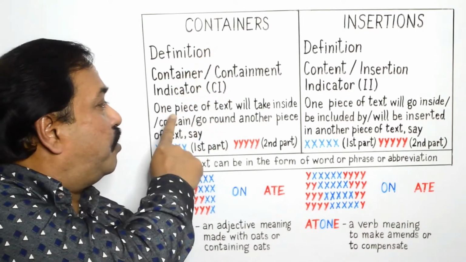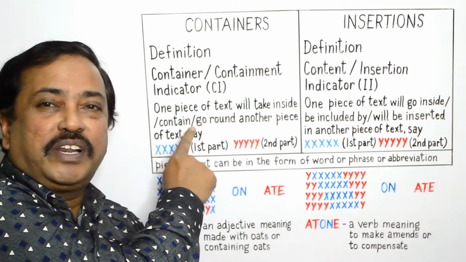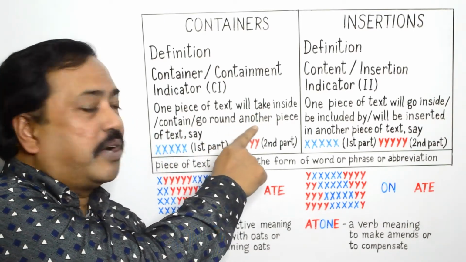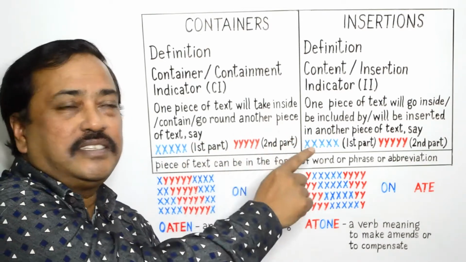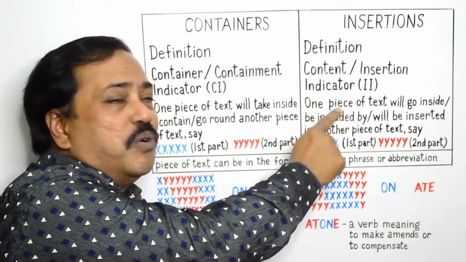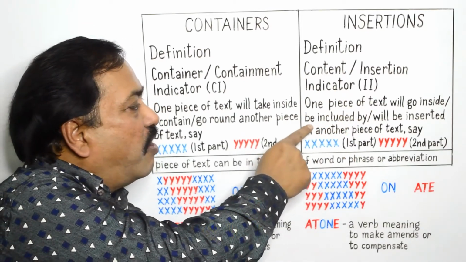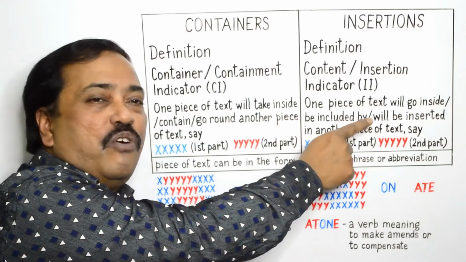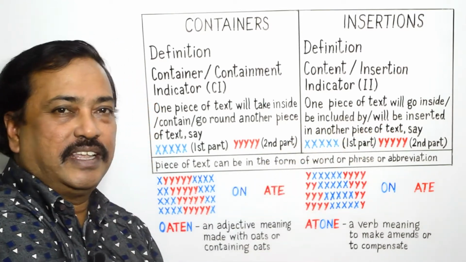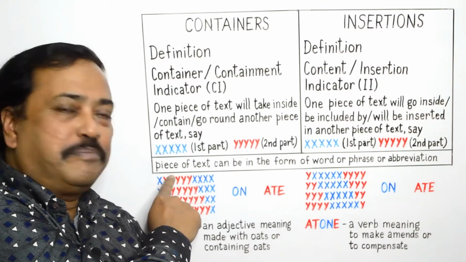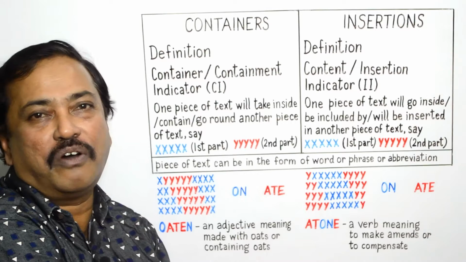In a container clue, one piece of text will take inside, or will contain, or will go around another piece of text. Whereas in an insertion clue, one piece of text will go inside, or will be included by, or will be inserted in another piece of text. And the piece of text can be in the form of a word or phrase or abbreviation.